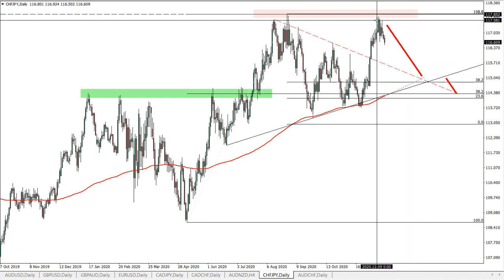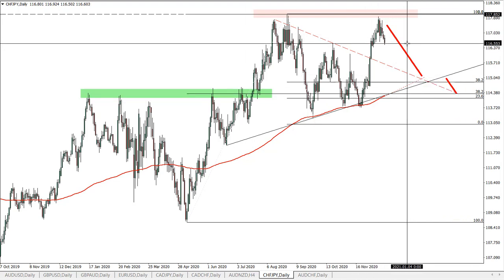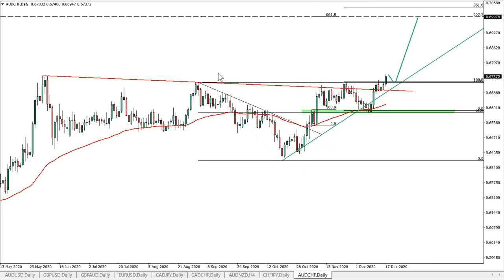Swiss franc Japanese yen, very interesting here because of the Swiss franc weakness I do expect. So Swiss franc Japanese yen definitely remains a very interesting opportunity for sellers, and I think there is a potential for the downside. The very least is 170 pips, but I think it will be a much stronger decline. So yeah, we had Australian Swiss franc for today.